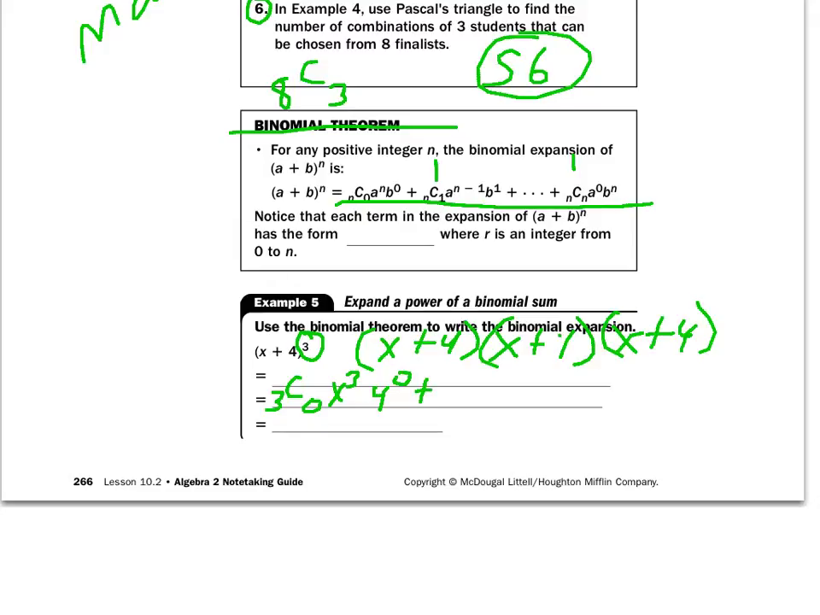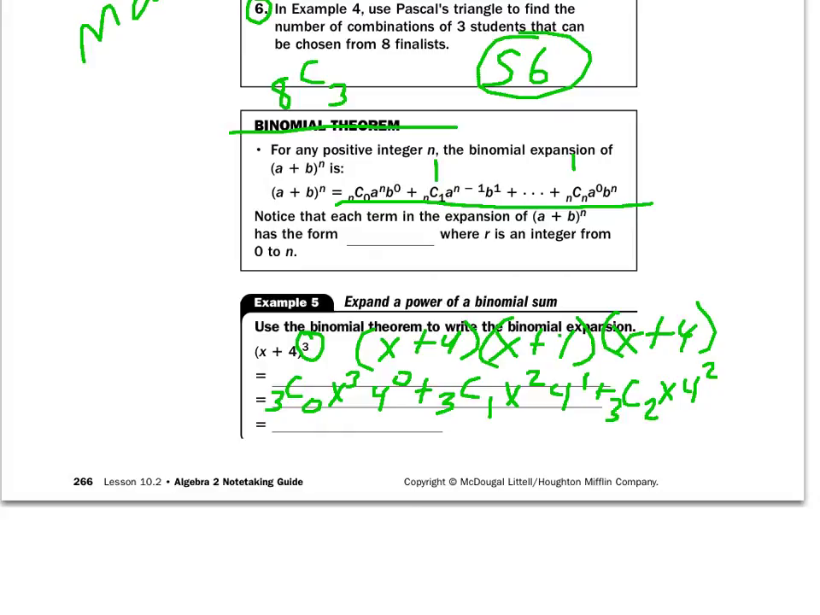The next one is going to be 3 choose 1. That's the next term. X is now going to be to the 2nd power, and 4 is going to be to the 1st power. Now remember, like I said before, this 1 and this 1 will go together. And this 2 and the 1 will add up to be 3. Okay? Plus 3 choose 2. X to the 1st power, 4 to the 2nd power. See my 2's matched up again?